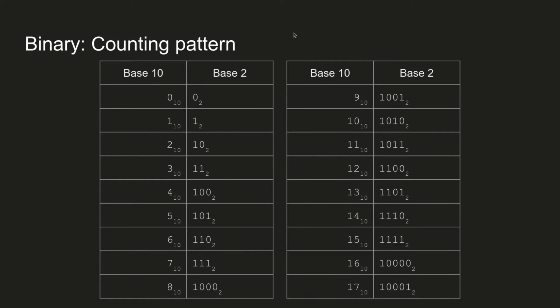So here's binary counting from 0 to 17. 0 and 1 are actually the same in base 10 and base 2. But when you get to 2, base 2 has run out of digits to represent numbers, so it has to start over. And so that becomes 10. And to get to 3, you're basically just adding 1, so that's why it's 11.